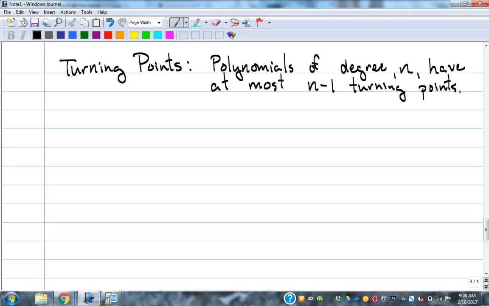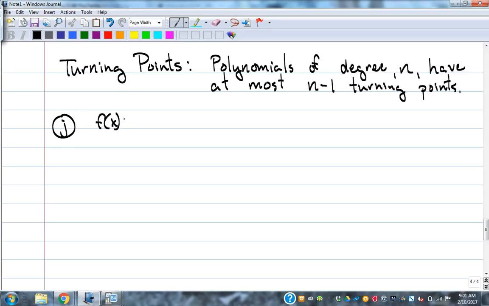Not necessarily that it does have those, because depending on what else is going on in the polynomial. But what I want you to be able to find is how many turning points would it have, or could it have? And we'll later on figure out, in calculus, there's really some neat ways to find those actual points. But the big deal here is how many turning points does it have? So let's look at an example of that.